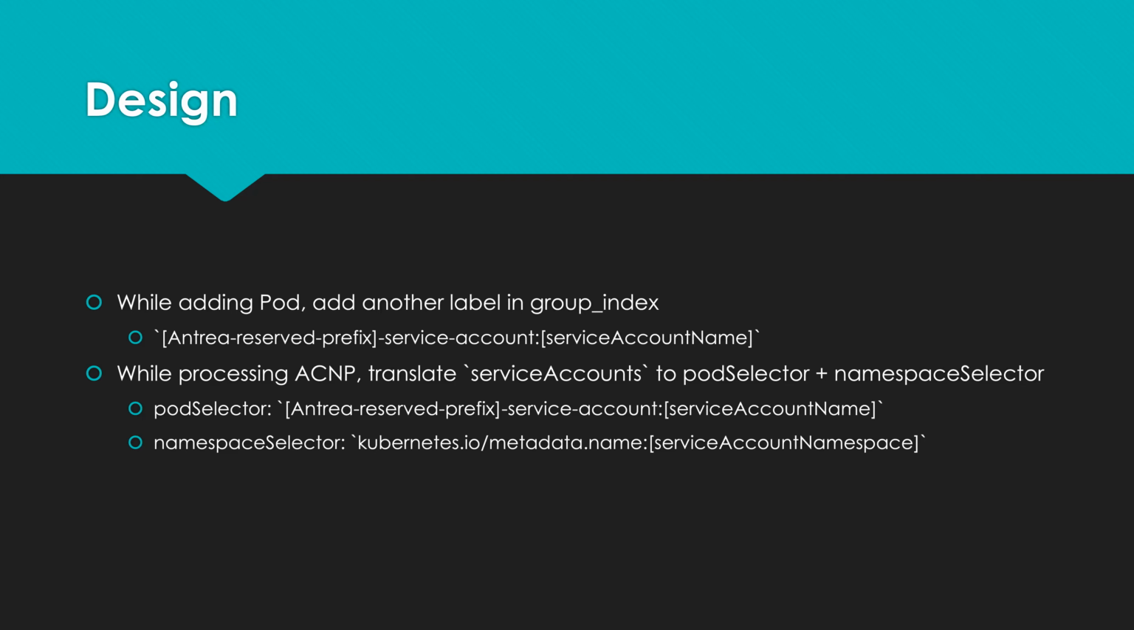Right? Yes. Does our current code handle this? This is during the translation from service accounts to the pod selector and the namespace selector. It's new, yes. Okay, thank you. So the process will be like this: if you have a selector, first we translate the selector to service account name and service account namespace, and then from service account name and namespace to the pod selector and the namespace selector.